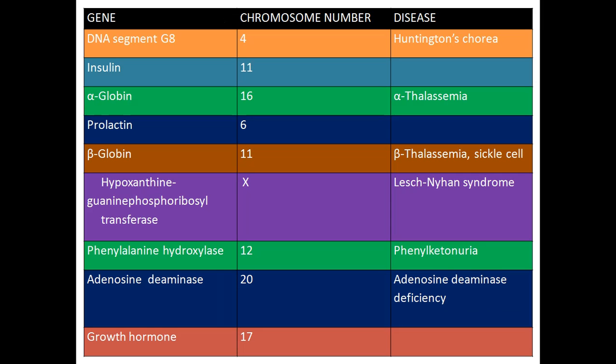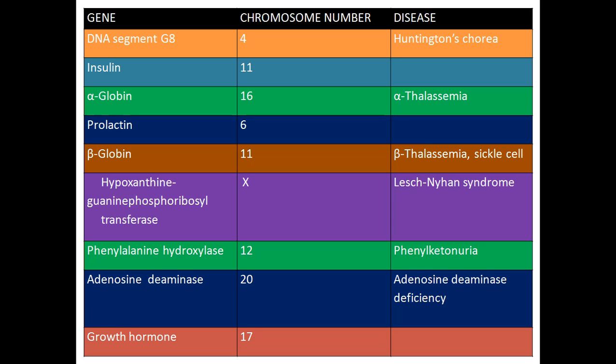This table shows some genes, the chromosome on which they exist, and if there is any disease associated with it. DNA segment G8 is on chromosome number 4 and it may cause Huntington chorea. Insulin genes are located on 11th chromosome. Alpha globin on 16th chromosome, and defects in alpha globin genes may cause alpha thalassemia. Prolactin on 6th chromosome. Beta globin 11th chromosome, and if there is any defect in beta globin genes, beta thalassemia and sickle cell anemia.